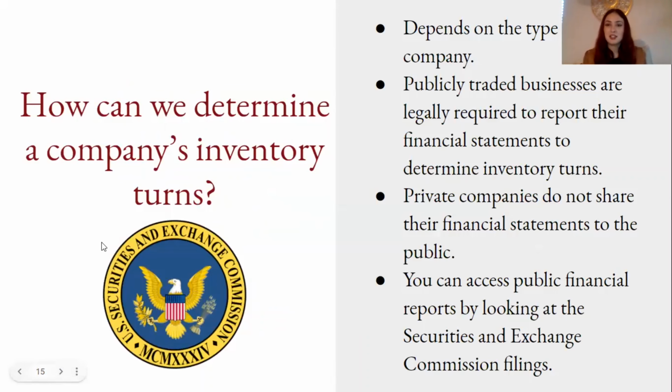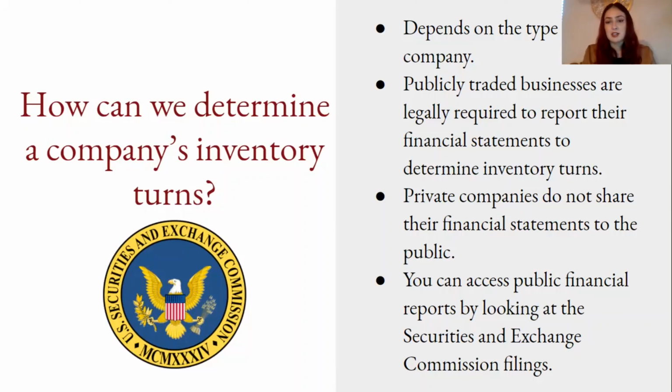Okay, so I hope that video gave you guys a little more clarity about inventory turns. So you also might be asking yourself, how can we determine an inventory's turns? Like, how can we get the financial statements? It actually depends on the type of company that you want to determine. Publicly traded businesses are legally required to share their financial statements. But private companies don't share their financial statements to the public.